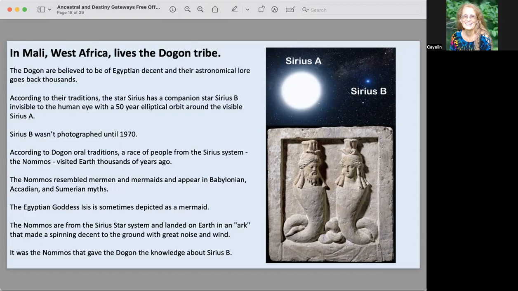And then the Nommo are from the Sirius star system and landed on Earth in an ark that made a spinning descent to the ground with great noise and wind. So this is how they describe that. Sounds like a spaceship to me. And it was the Nommo that gave the Dogon the knowledge of Sirius B.